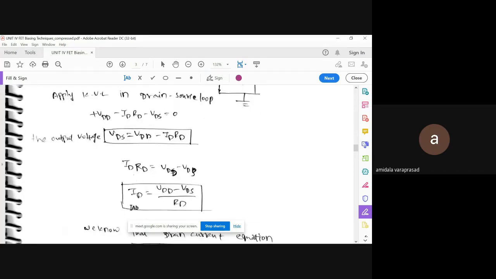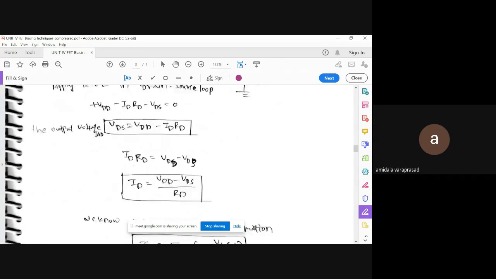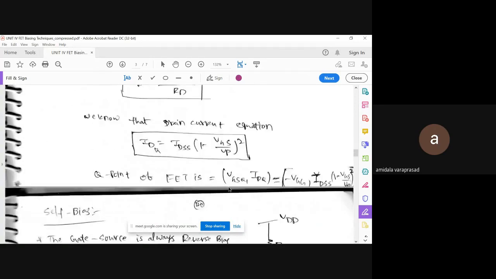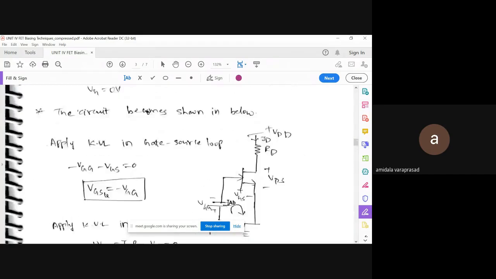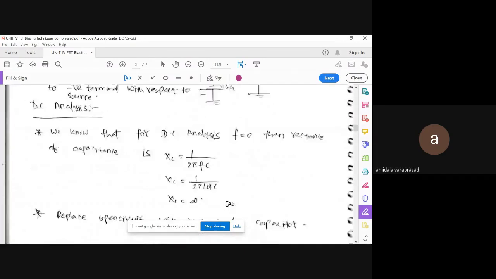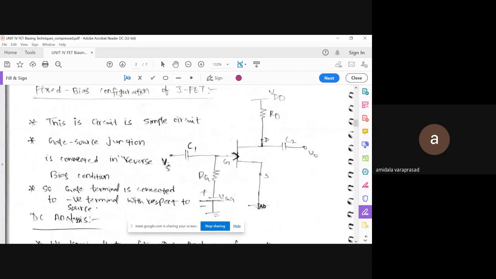From this we will get ID. Here we will get VGS and ID; this is the Q point. For ID you can write two equations. Either the current equation, IDSS into (1 minus VGS by VP) whole square, or (VDD minus VDS) by RD. Both will give the same value. This is about fixed bias. Fixed bias means at the drain and gate side we have two resistances.